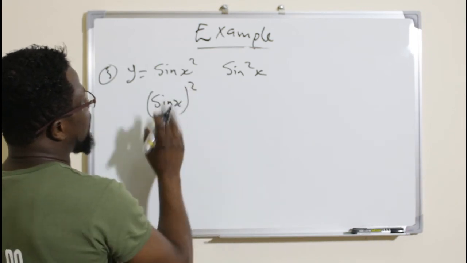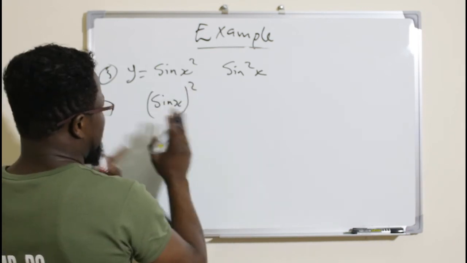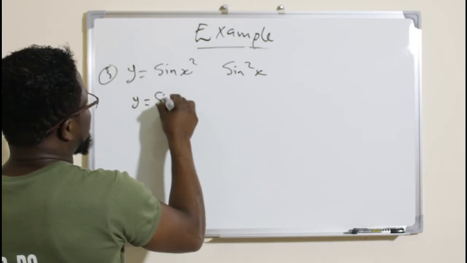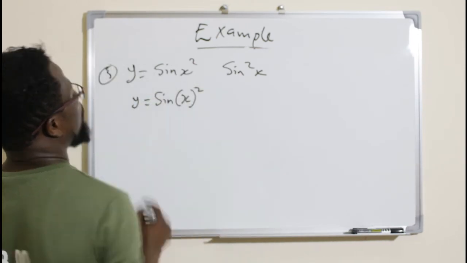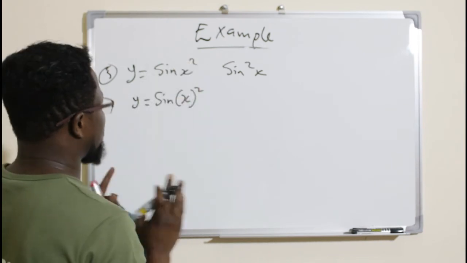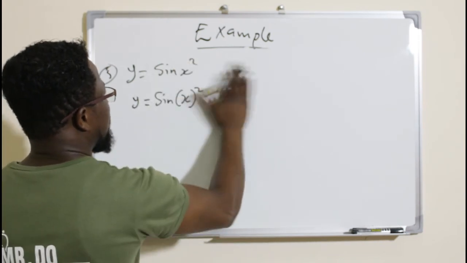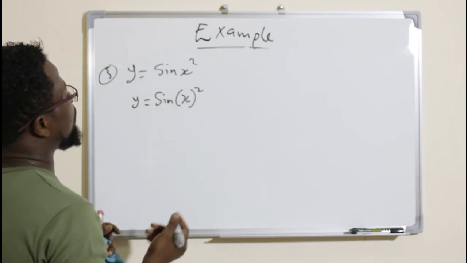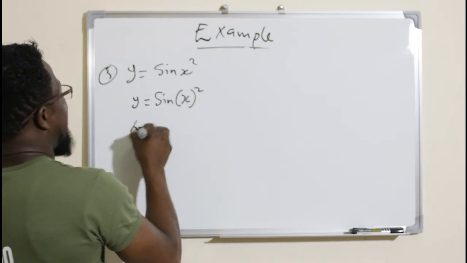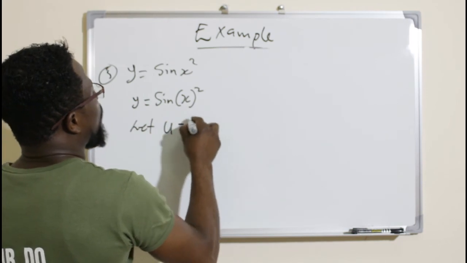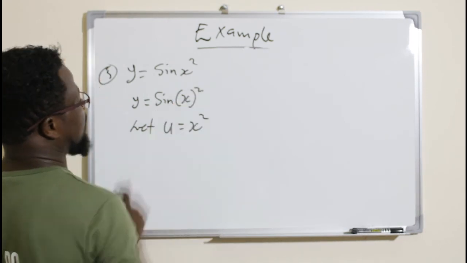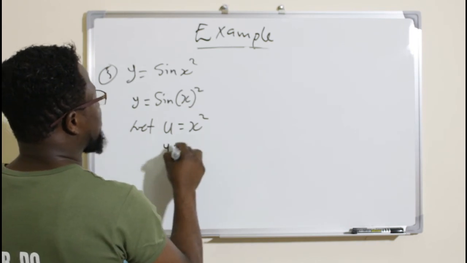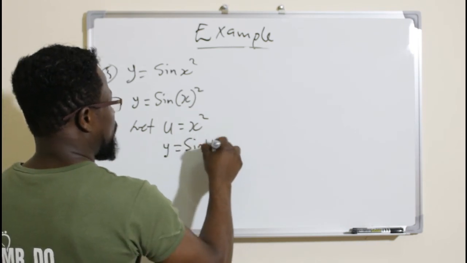If you write it this way, this is wrong. This can only be written as y is equal to this. Yes, we can write this one as this. That is correct, but this is different. So now that we know this, what is the inner function? Well, I will let u be equal to x squared, which is the inner function, so that the outer one is going to be y is equal to sine u.